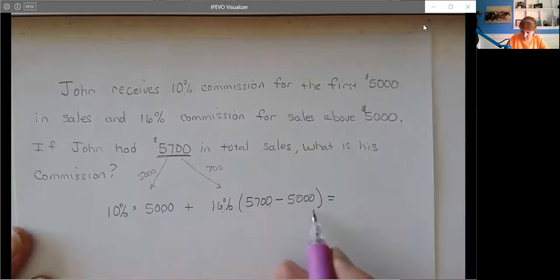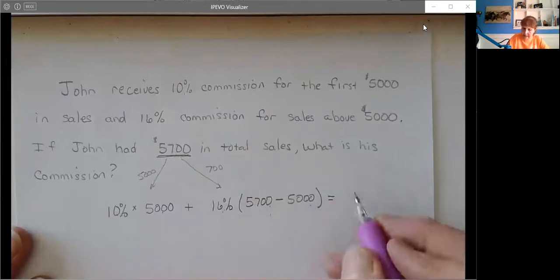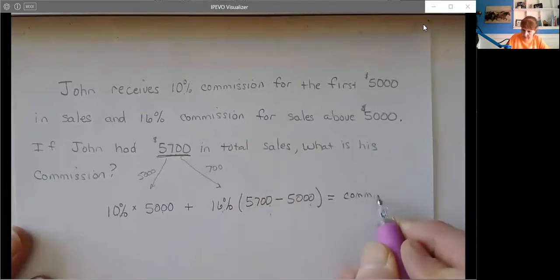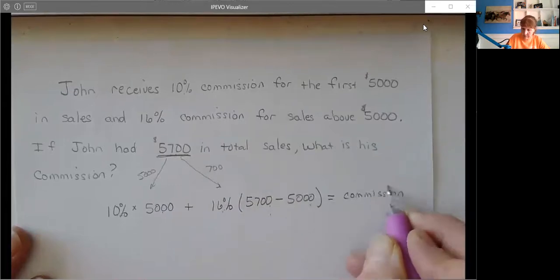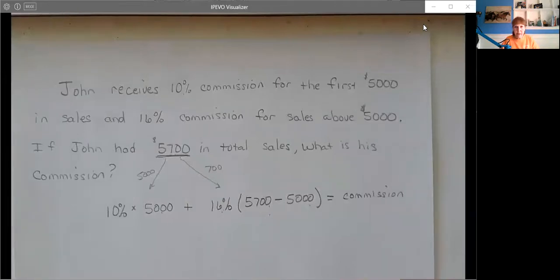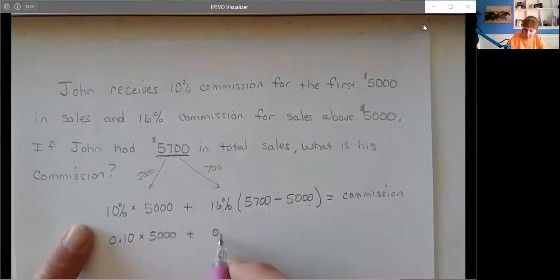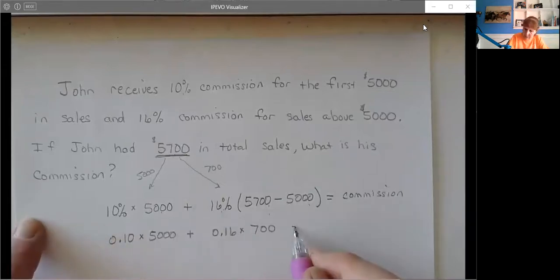Okay, when I write all of this out, I'm going to get his commission, whatever the commission happens to be. So if I wanted to finish this, I would take 10%, 0.1, you can put the 0 there here, times 5,000 plus 0.16 times 700, you do what's in the parentheses there, would be equal to his commission.